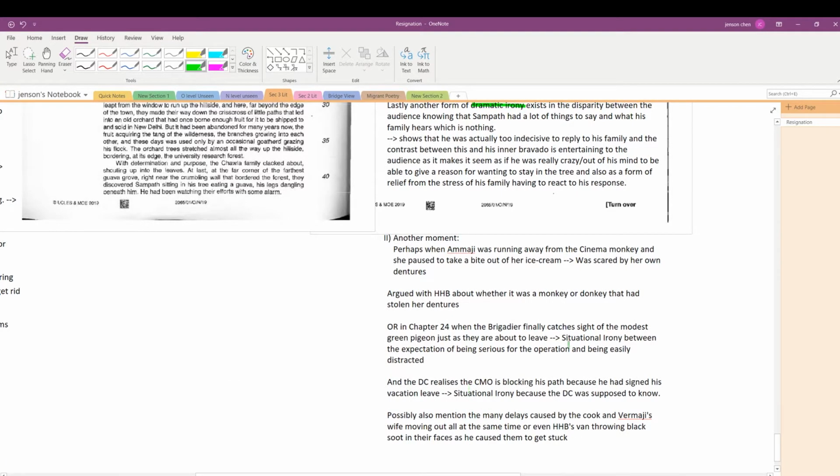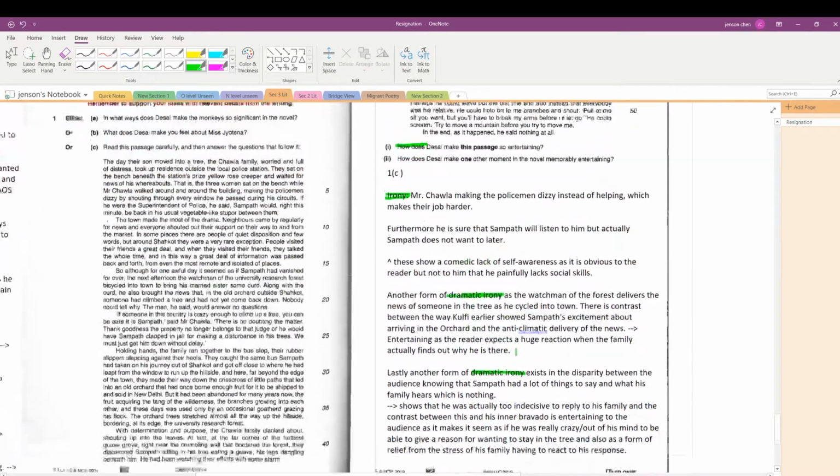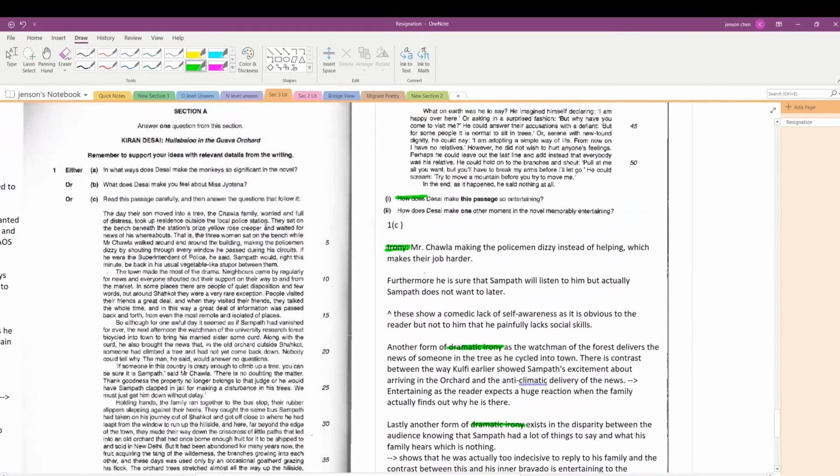Okay, we'll talk about the difference between that in a short while. So if you look over here, let's see. I made a policeman dizzy instead of helping.